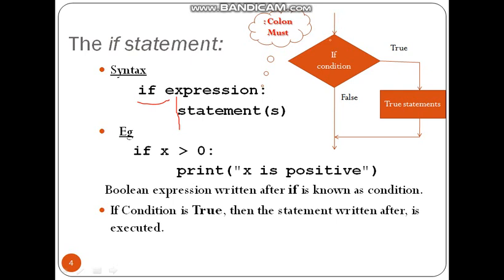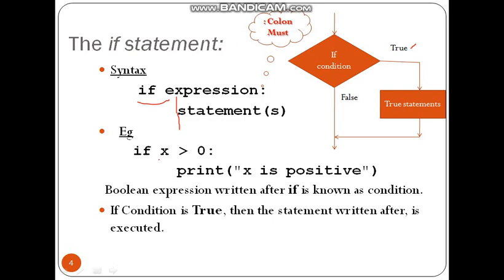So let's see how it is executed. It first checks the condition. If the condition is true, then the true statements will be executed and it comes back to the next statement after the if. If the condition is false, it is not doing anything, simply going to the next statement after the if. So based on this condition, we are executing the statement. If the condition is true, it executes, otherwise no.